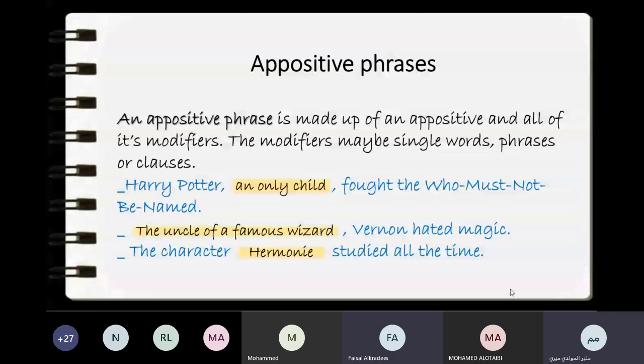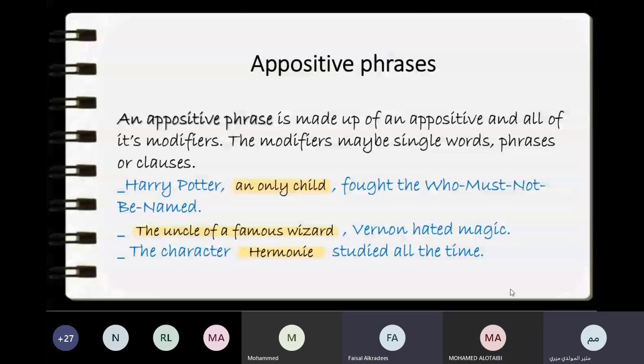Can you read the examples here that are written in blue? Teacher, can I read it? Yes, Muhammad Latif. Harry Potter, an only child, fought the who must not be named. Excellent. So here, an only child, this is a phrase. So it is an appositive phrase. Harry Potter, an only child, fought the who must not be named.